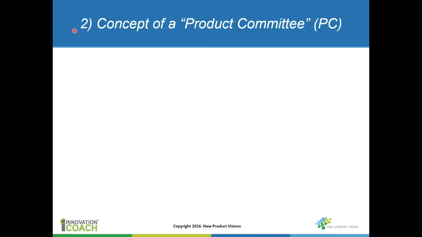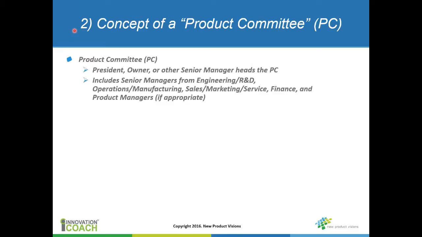Secondly is the concept of the product committee. Again, this should be something that's part and parcel of your PhaseGate process. You can call it different things. I call it a product committee. This committee is typically going to be chaired by either the president or the owner or the senior manager really who's responsible for the P&L for that business.